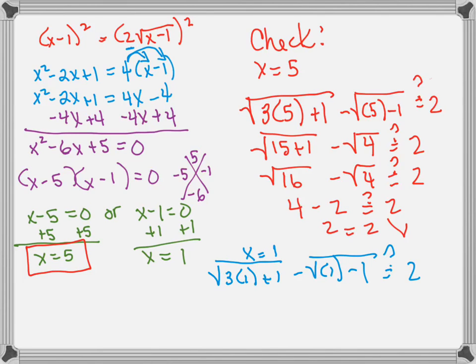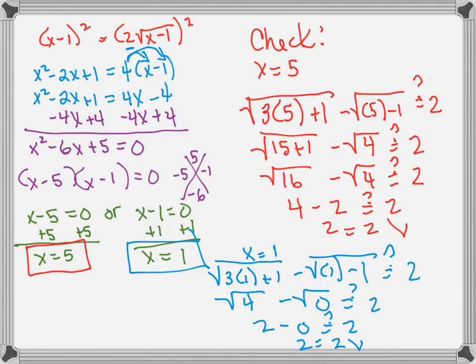The square root of 3 times 1 plus 1, minus the square root of 1 minus 1, does that equal 2? The square root of 4 minus the square root of 0, does that equal 2? The square root of 4 is 2, the square root of 0 is 0. So 2 minus 0, does that equal 2? 2 equals 2, yes, that's true, so that one works as well. So both solutions work here.